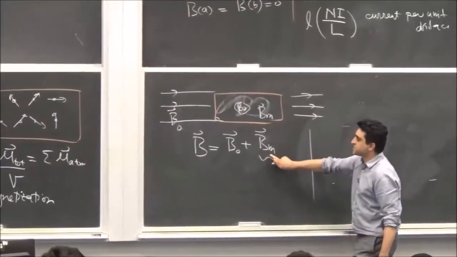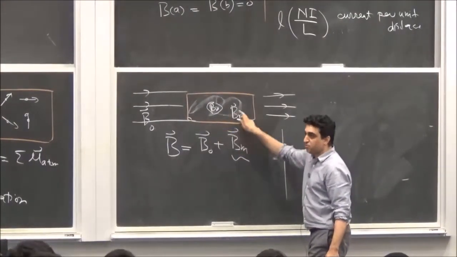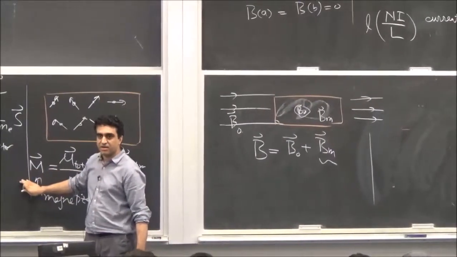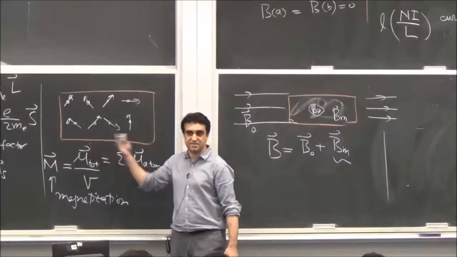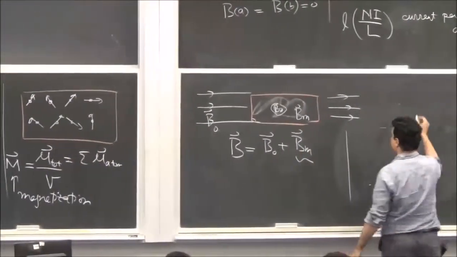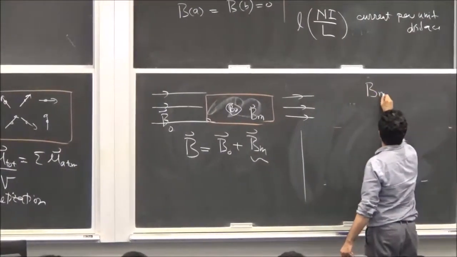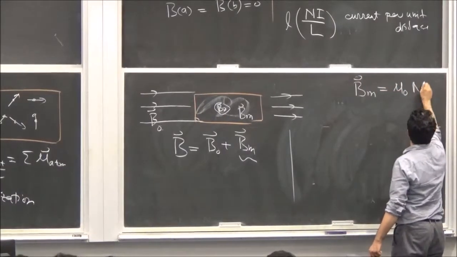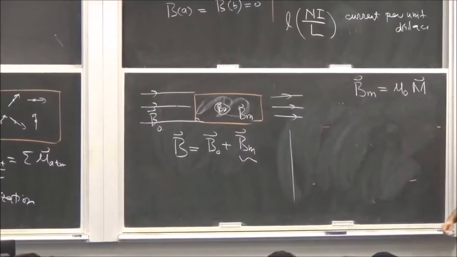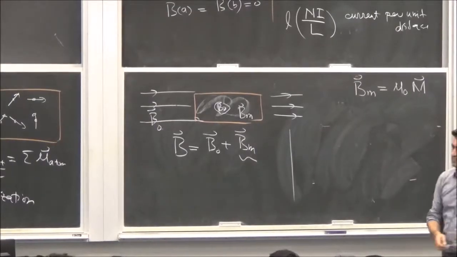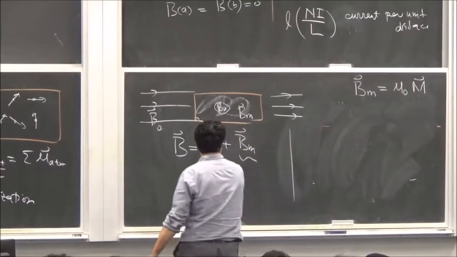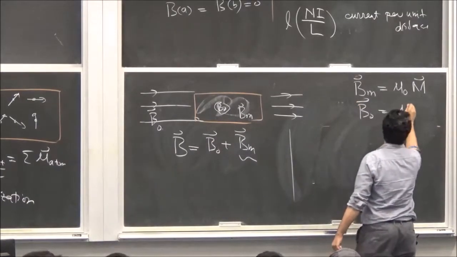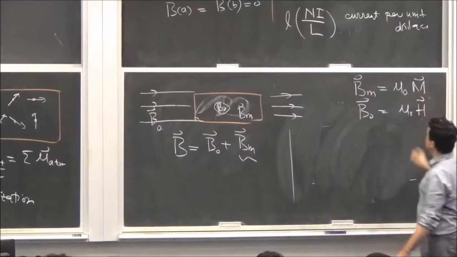This Bm, which is the magnetic field of the magnetic moments, should be related to this magnetization. If you have a net magnetization, you have a net field. So how are they connected? They are connected by this relation: Bm is equal to μ0 M. We already know what B0 is. This is equal to μ0 H.